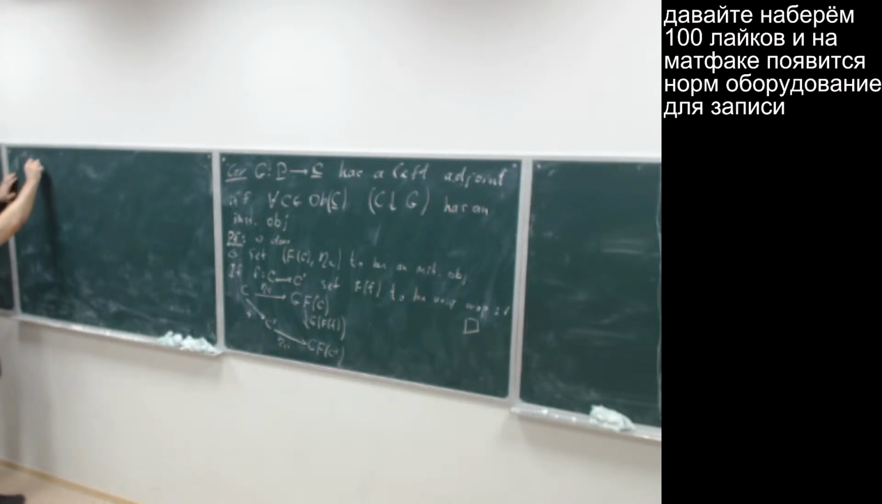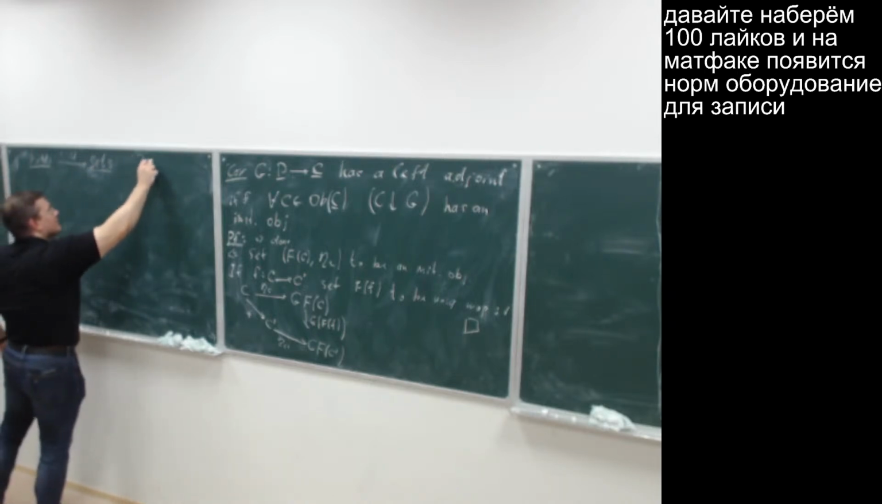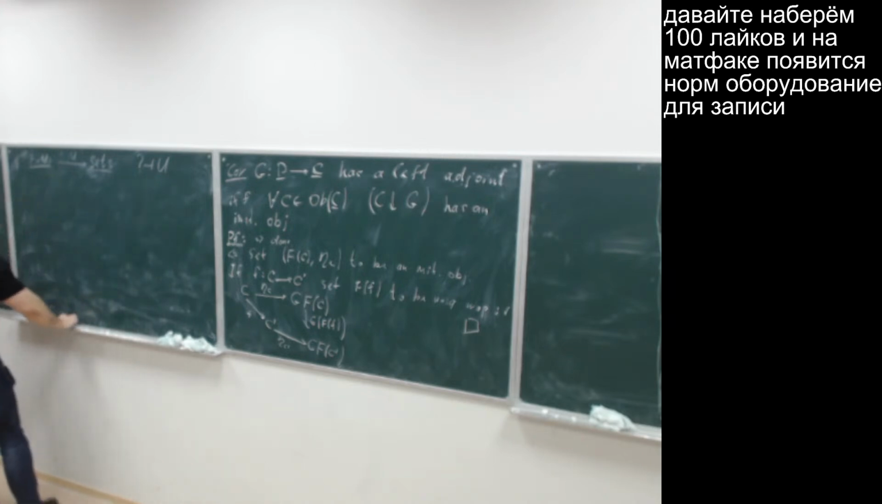Take the category of fields and forget to compare to the set. What's left adjoint to this functor?